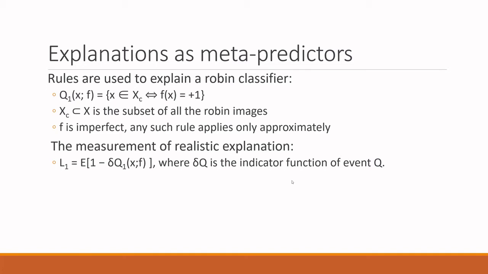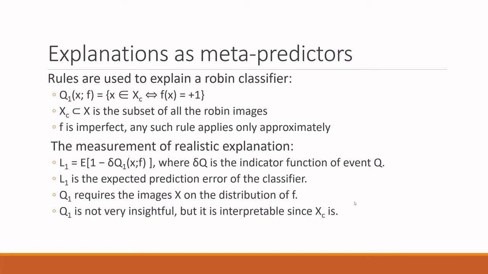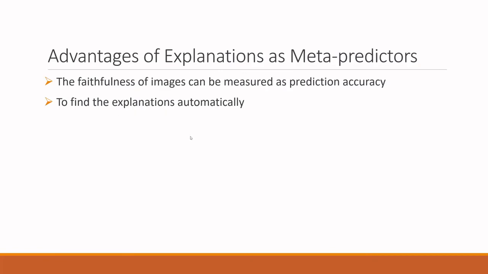where delta q is the indicator function of event q. Notice that L1 is the expected prediction error of the classifier. Q1 requires the image x on the distribution of the black box function f. Q1 is not very insightful, but it's interpretable, since x_c can be interpreted. The advantage of explanations as a meta-predictor is that the faithfulness of the explanation can be measured as prediction accuracy.